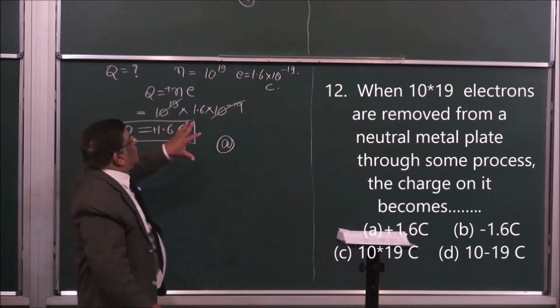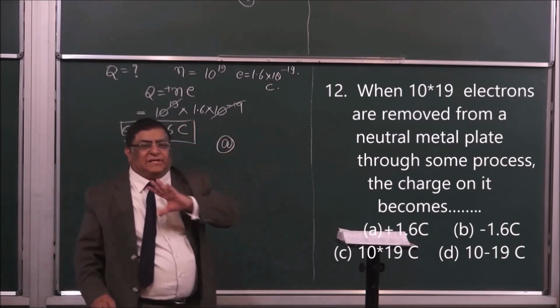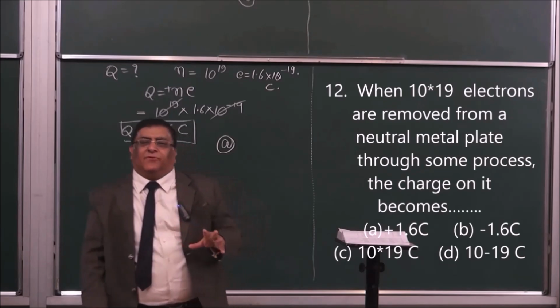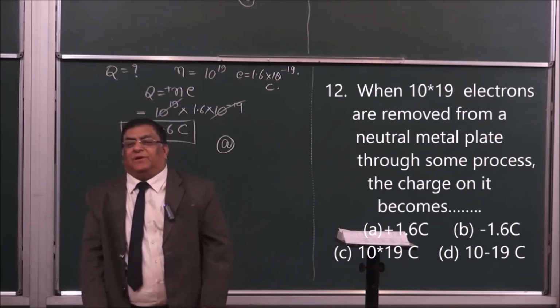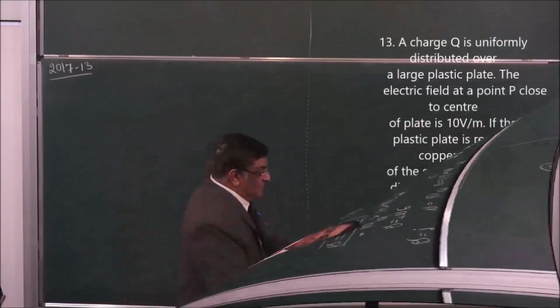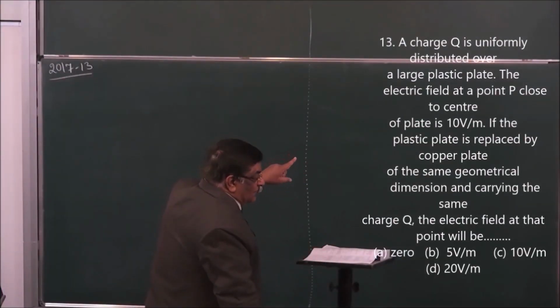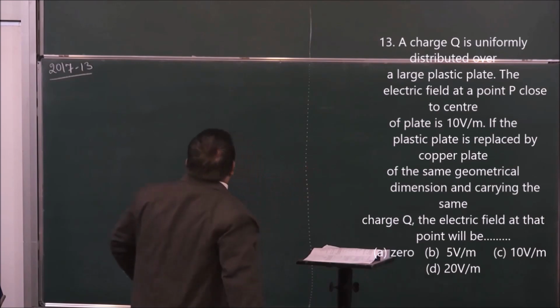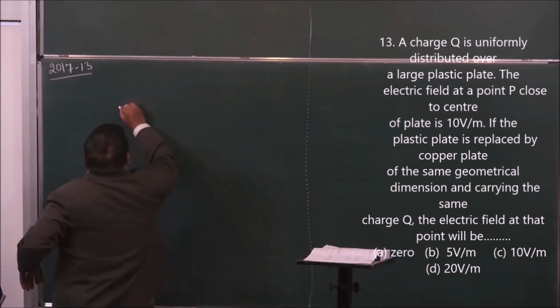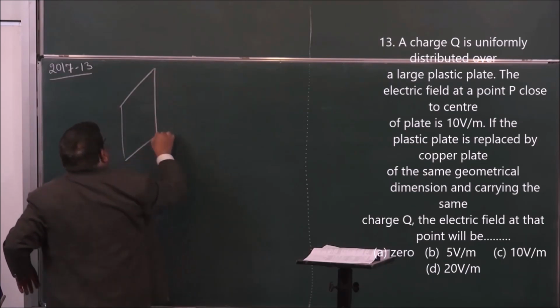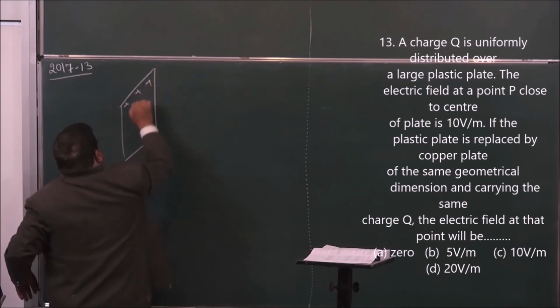You see, competitive means you must study each and everything. It is a very preliminary, very first formula, but it has appeared in a PMT examination. This says a charge Q is uniformly distributed over a large plastic plate. Mind the word, uniformly distributed. There is a large plastic sheet and it is uniformly charged.